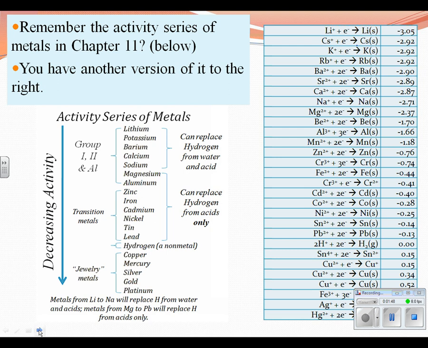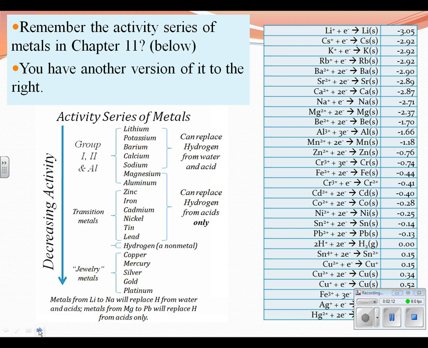And then hydrogen itself was a non-metal, so it didn't really get replaced. And then we had our jewelry metals at the bottom, which had the least activity. So they really didn't, most of the time, replace things. So remember, metals from lithium to sodium will replace hydrogen from water and acids. Then metals from magnesium to lead will replace hydrogen from acids only.